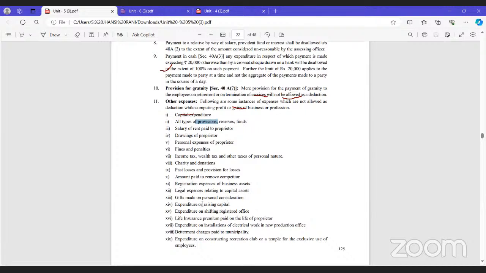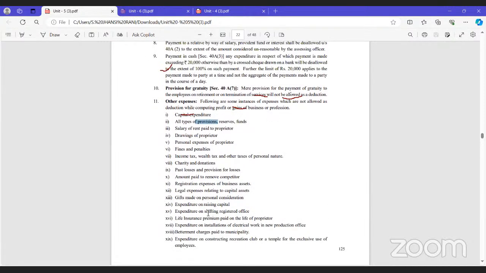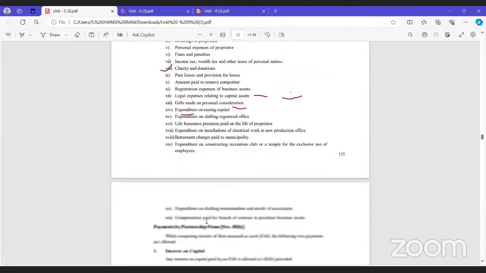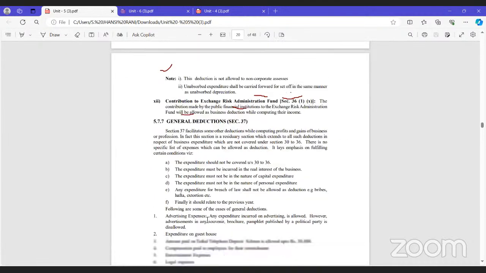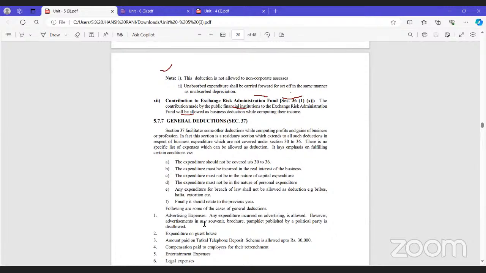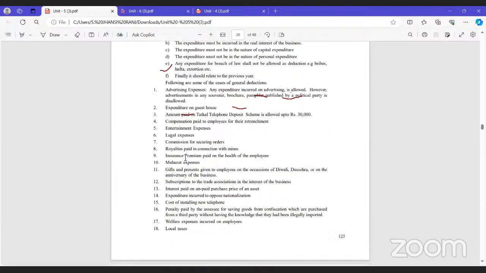Next, gifts made on personal consideration, and expenditure on raising capital. So these are all the expenses. If they are found in the profit and loss account, these are all inadmissible expenses. Now, apart from this, we have some more things that are general deductions. Like advertisement expenses are business expenditure, but when they are given in a political party journal or anywhere similar, they become disallowed expenditure. These are a few points given where these are business expenditures.